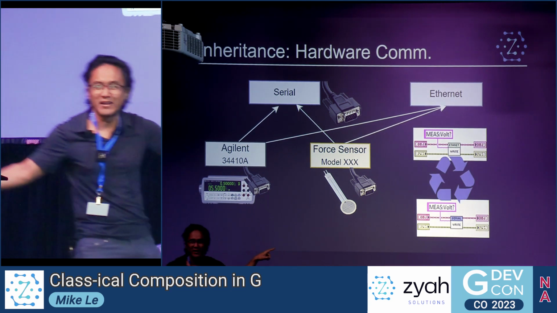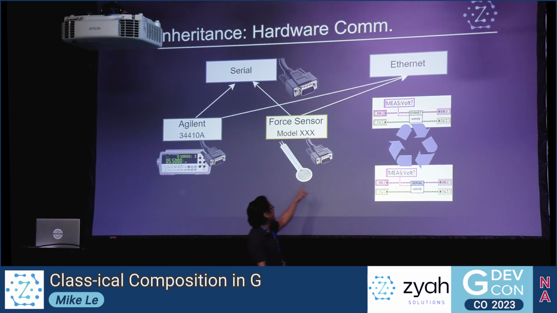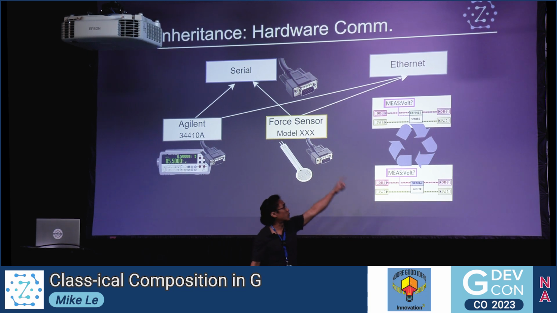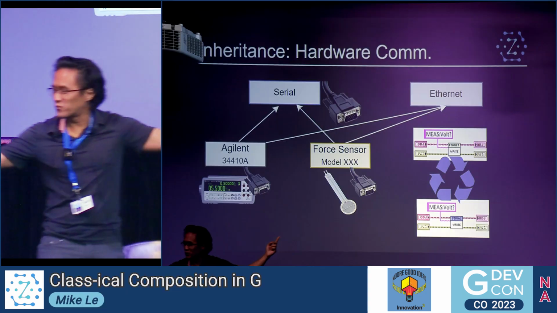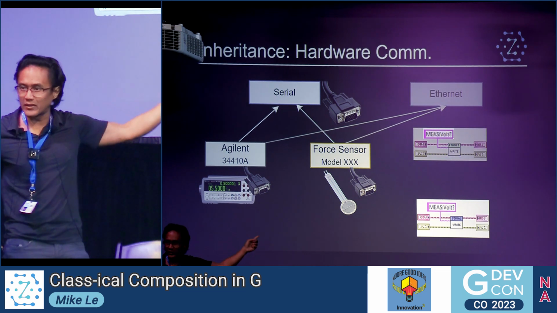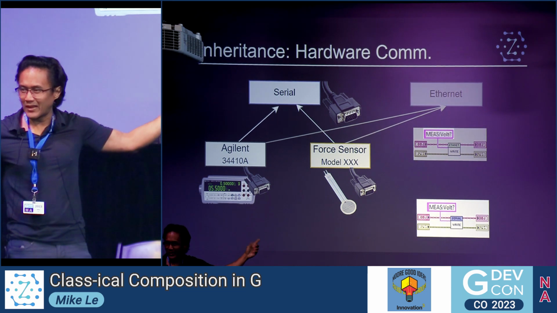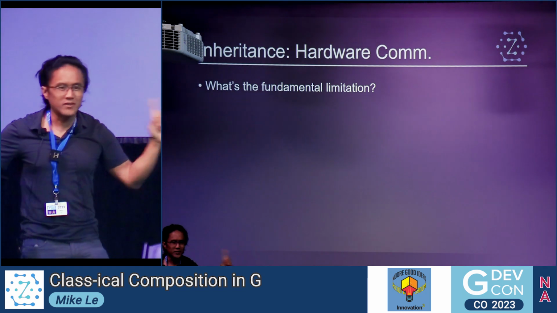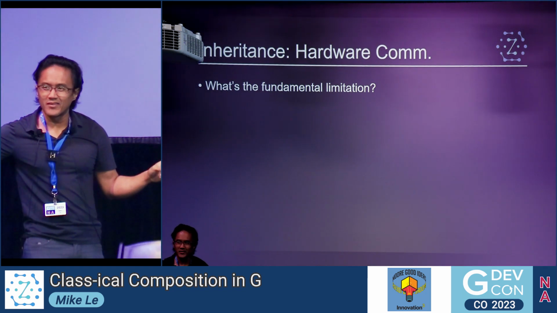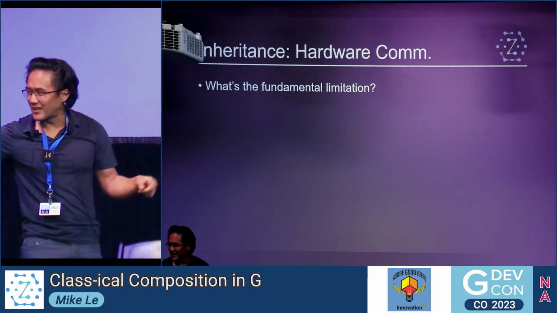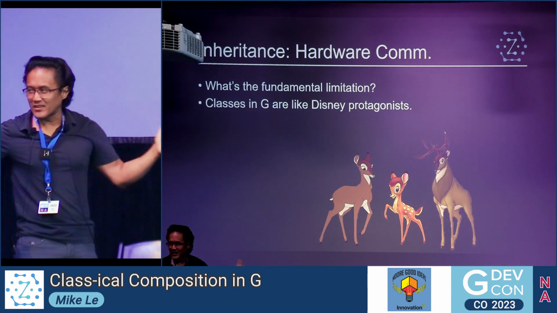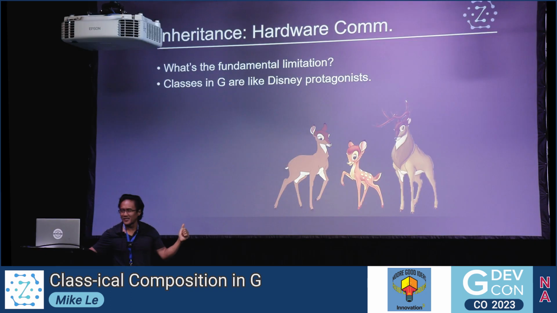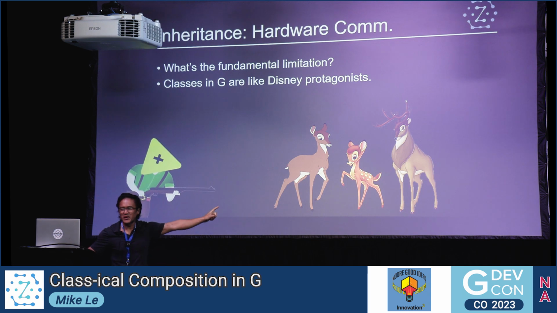Because this is what we want, right? We want to be able to just say, hey, we have our concrete devices, and here we have this interface. We want to swap between these two different write methods. That's the only difference between the code, right? Ideally, we would dynamic dispatch somehow, but we really can't. We can't directly dynamic dispatch this way. And why? What's the fundamental limitation? I would say the limitation is that in G, classes are like Disney protagonists. You're only allowed to have one parent.